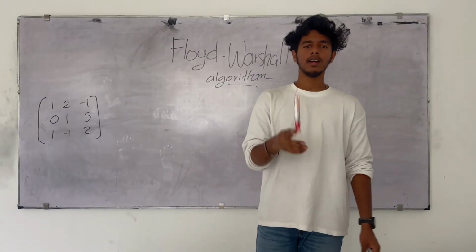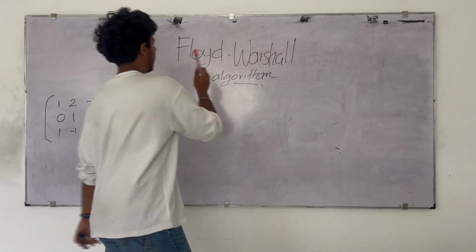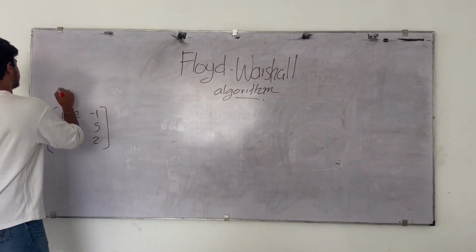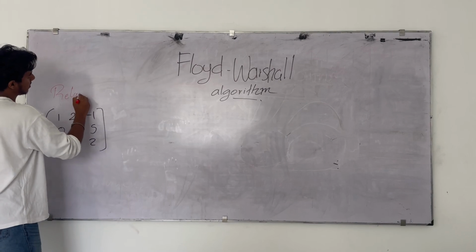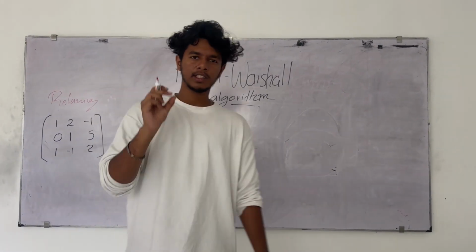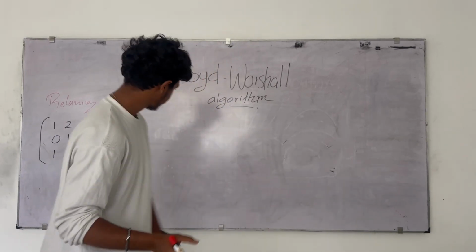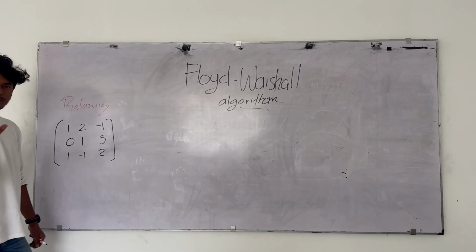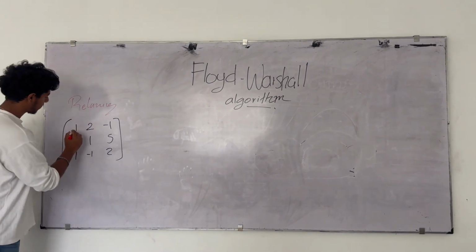Let's study the Warshall algorithm today. Before moving on to the Warshall algorithm, we need to know a little something called relaxing. Relaxing is a process used in the Warshall algorithm to determine the shortest path in a graph. Let's take this matrix. The relaxing process occurs like this.